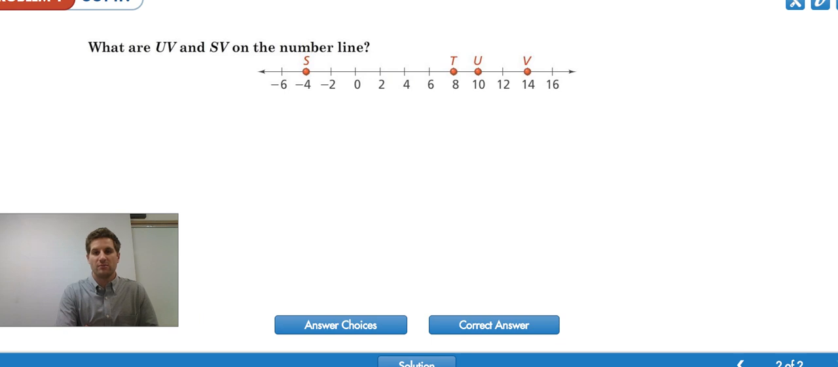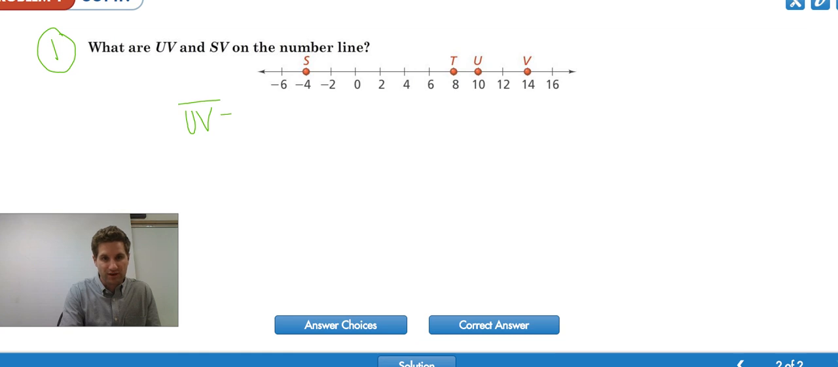So let's go ahead and make sure we write this one down. This is our first example. Write this and write this. What are UV and SV on the number line? So this is basically what is the length. So we're trying to find distance.